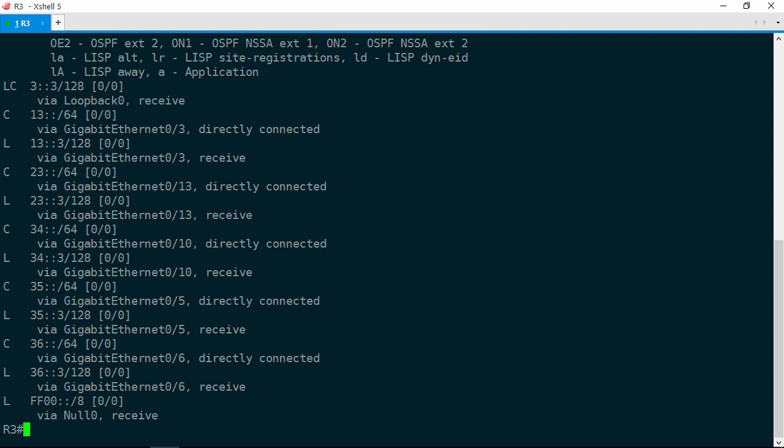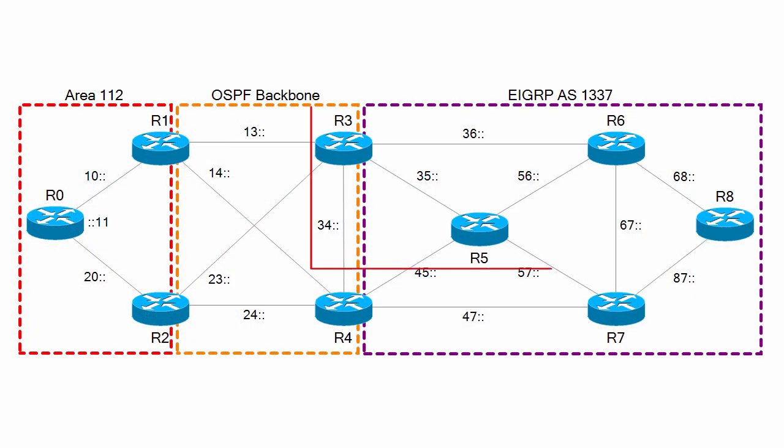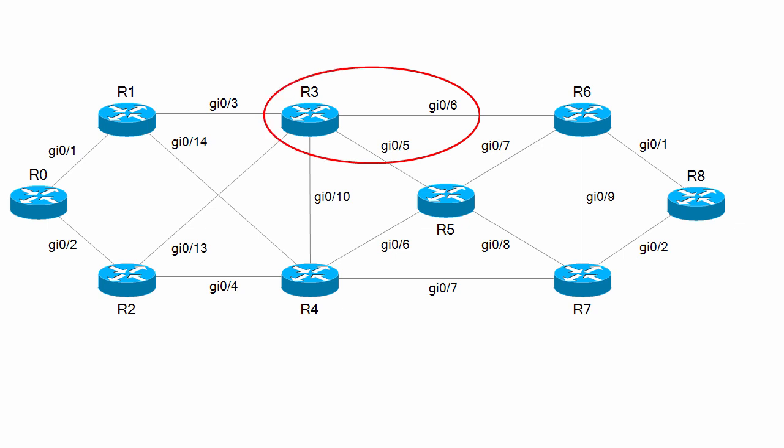Okay. Well, let's start with EIGRP since it is a link state protocol, and that's going to make it a little bit simpler for us. So let's just do a show IPv6 EIGRP neighbor to see if we have any adjacencies, and we have no neighbors. All right. Now the layer 3 and layer 2 topology diagrams show that we should have two adjacencies on gig 0/5, which is R5, and gig 0/6, which is R6.